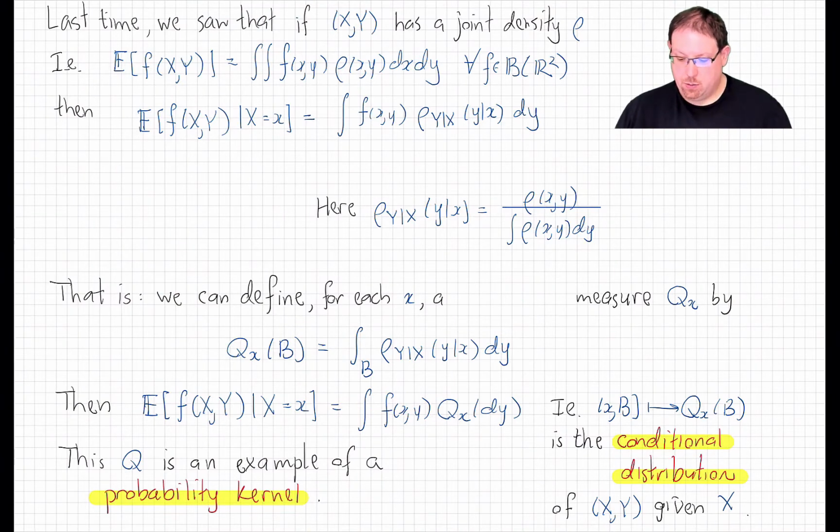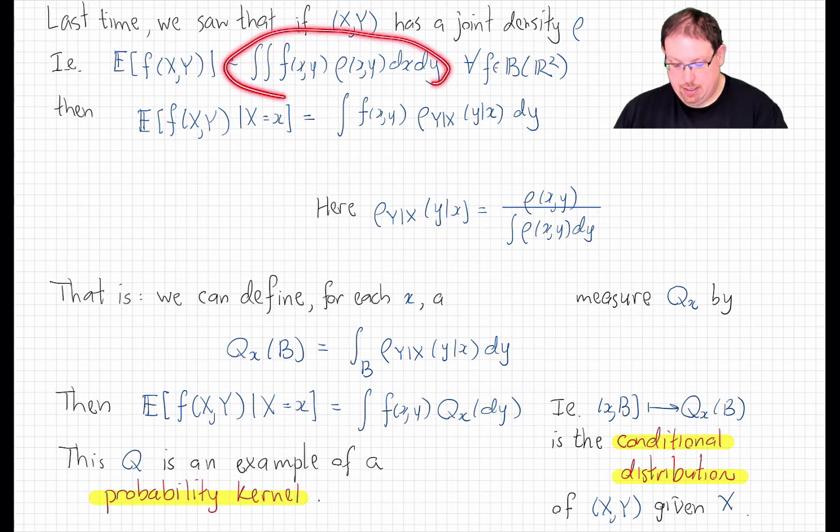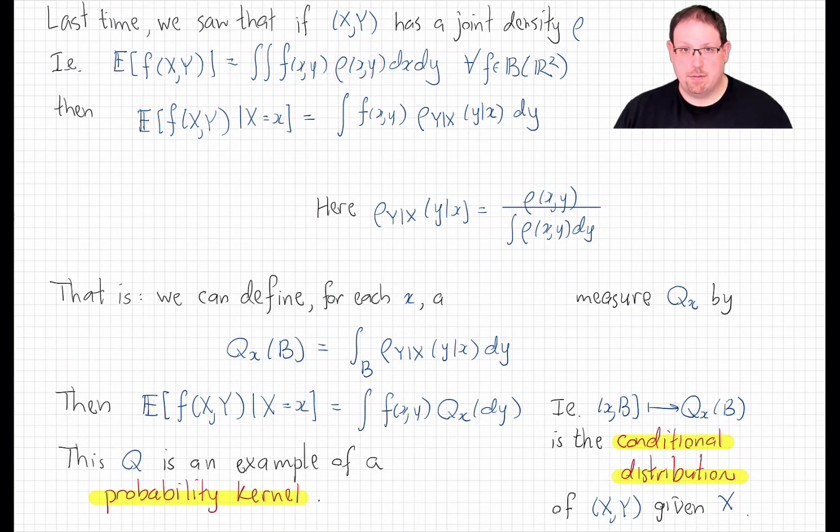If x and y do have a joint density function, rho, that is to say, if for all, say, bounded measurable functions of two variables, f, the expected value of f at xy can be written using the change of variables formula like this, integrating the function f at xy against the density rho. And here we're thinking of just real valued random variables, so this is against Lebesgue measure.